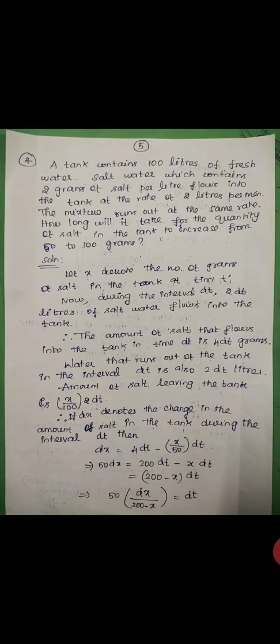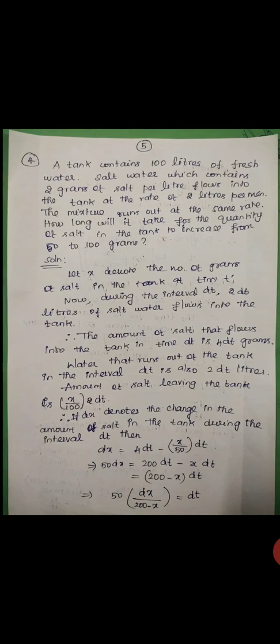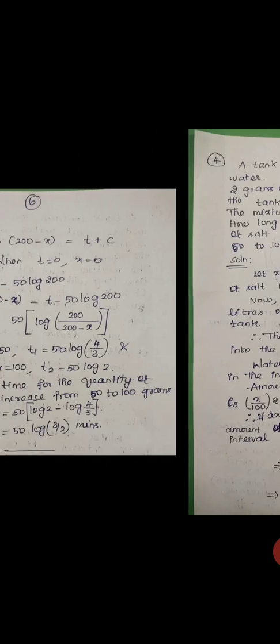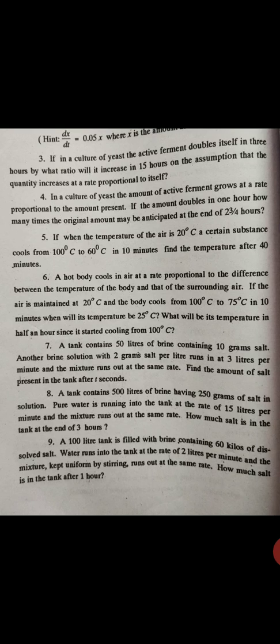The 3 goes to the numerator, therefore the 2 is cancelling, and we get 50 into log of 3 by 2 minutes. Therefore T2 minus T1 is equal to 50 into log of 3 by 2 minutes. Increasing from 50 to 100 grams, you get that answer, 50 into log of 3 by 2 minutes. These are the exercise problems.